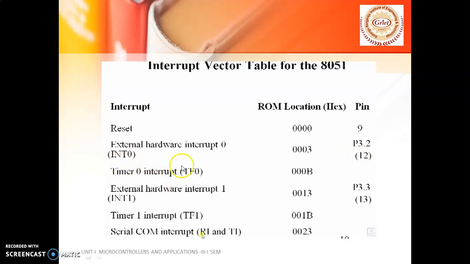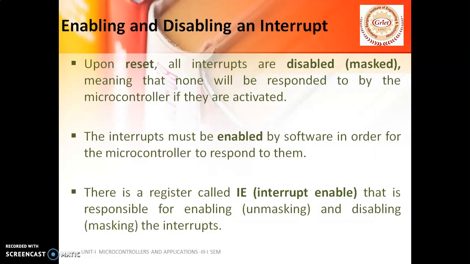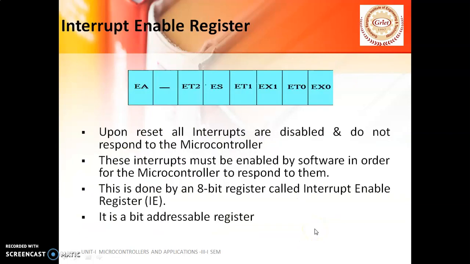Likewise, we have the information about the starting addresses of each and every interrupt, and we can also have the pin numbers which we have discussed in the 8051 pin diagram. Coming to enabling and disabling an interrupt, upon reset all the interrupts will be disabled. Once disabled, the microcontroller will not respond to any kind of interrupts. The microcontroller can respond to an interrupt once it is activated. In order to activate it, we have a register called the IE register, where IE stands for interrupt enable register. This register is responsible for enabling the interrupts, and it is also used for disabling the interrupts.